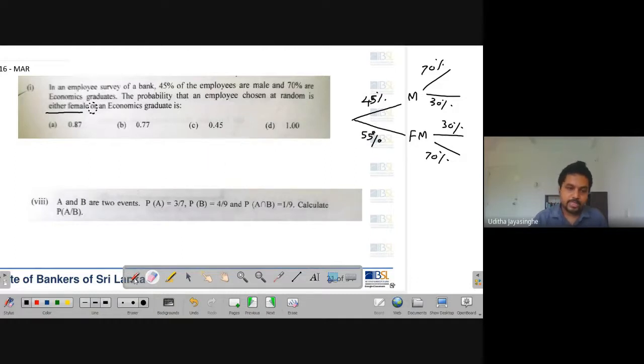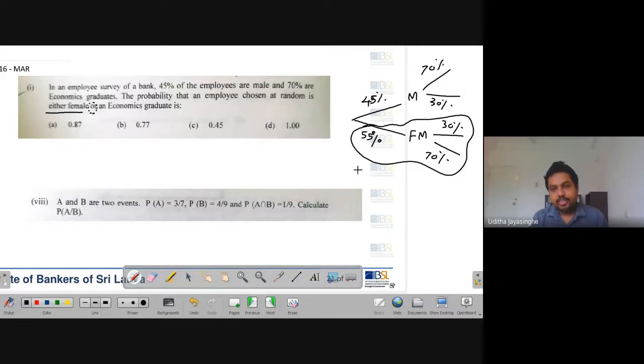OR means I can find the probability of either female. That means what's the total number of female population? It's going to be 55. Isn't that so? 55. Yeah. Give me a second. Yeah, so this is 55.